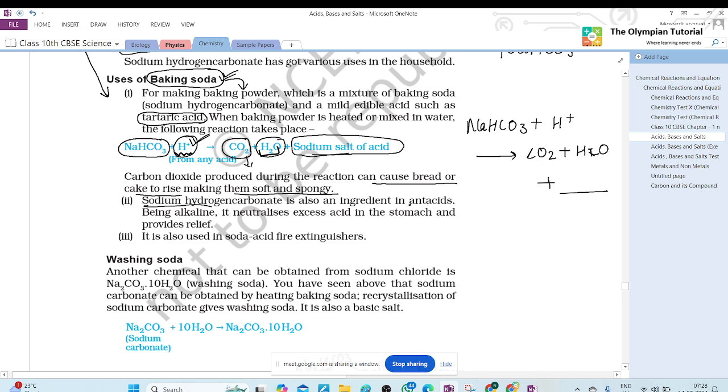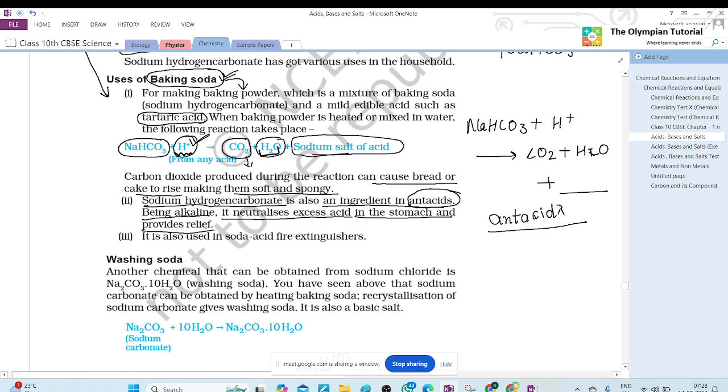Sodium hydrogen carbonate NaHCO3 is also an ingredient in antacids. Who will explain antacids? Ma'am, can I? Ma'am, in our stomach we have HCl, and when the HCl reaches our esophagus we feel acidity. We take antacids to neutralize the excess acid in the stomach and provide relief.